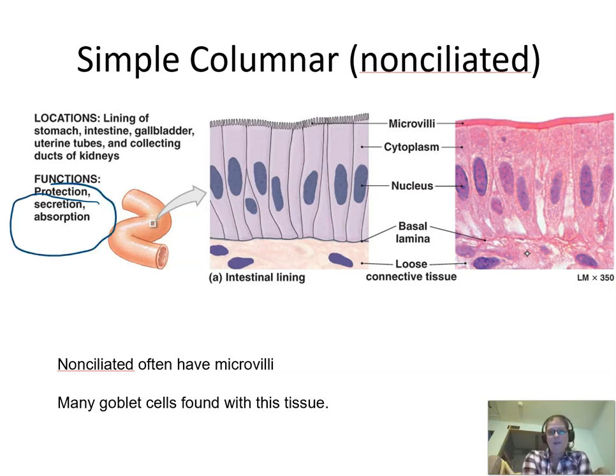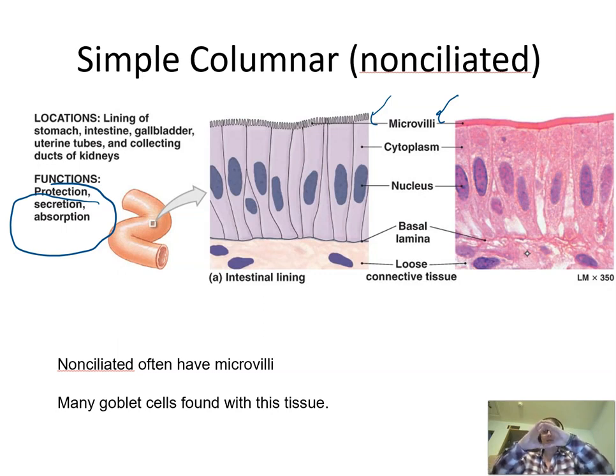Simple columnar often have microvilli. Microvilli are extensions of the cell membrane. So the cell membrane has these finger-like projections. They increase surface area. Well, it's good to increase surface area so you can have more absorption. So this is found in the lining of the small intestine. So if your small intestine is circular and food passes through the middle, it has to come in contact with the lining in order to be absorbed.